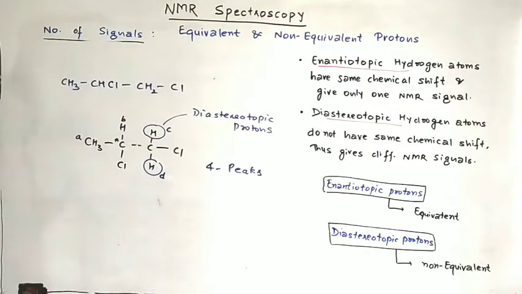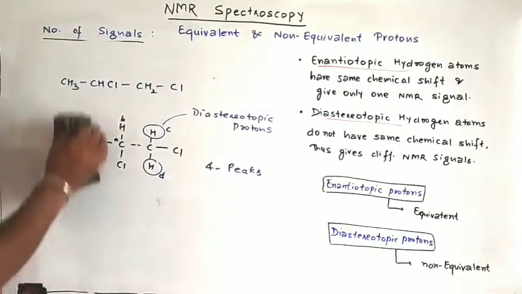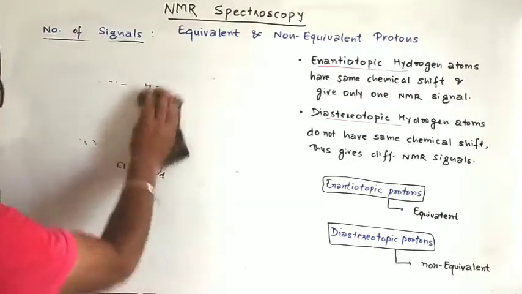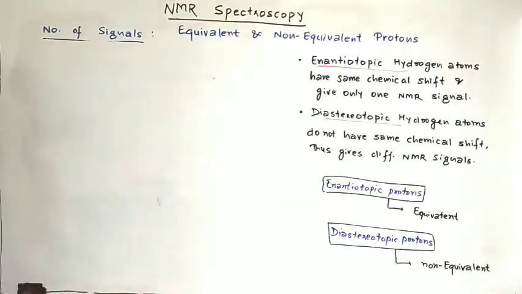And diastereotopic protons are always non-equivalent. They will give different peaks. Okay, so this is a small concept of enantiotopic protons and diastereotopic protons. One more example is here. It's a cyclic compound here.